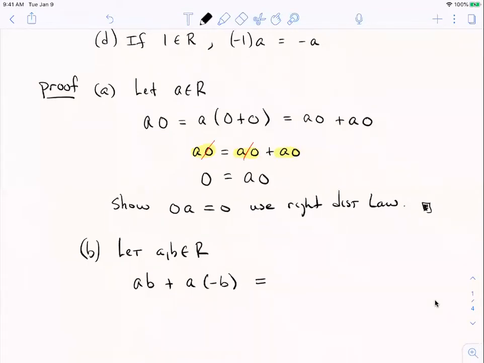And you can probably already see what I'm going to do. I'm going to use the distributive law, but I'm going to do it in reverse. We usually call that factoring.